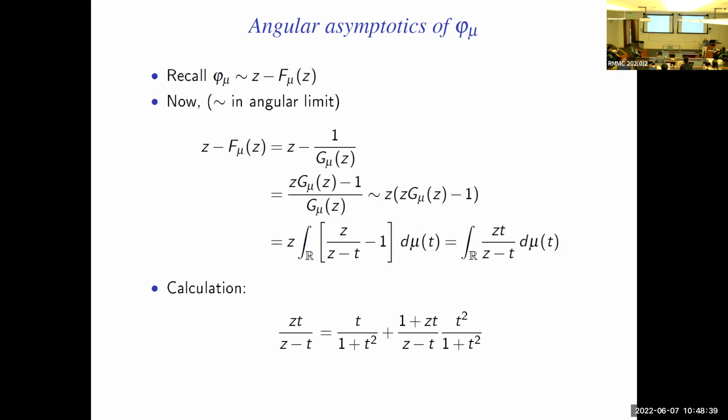And here comes a calculation, which everybody can check. Zt over z minus t, the integrand in that integral, is constant, t over 1 plus t squared, plus 1 plus zt over z minus t times t squared over 1 plus t squared. I wanted to pause here a moment because this is a calculation which, as I said, is very easy to verify, but it took me 6 months to find. You have to realize that you need such an identity. And we'll see it in action in a moment.